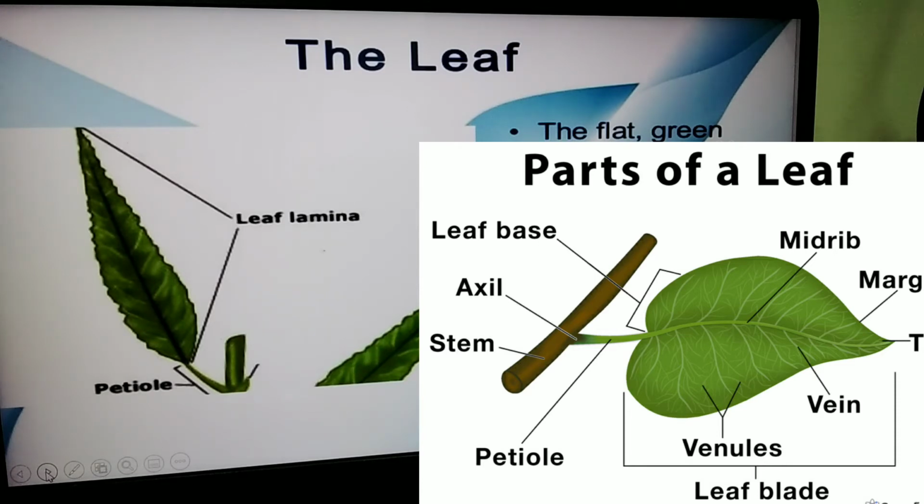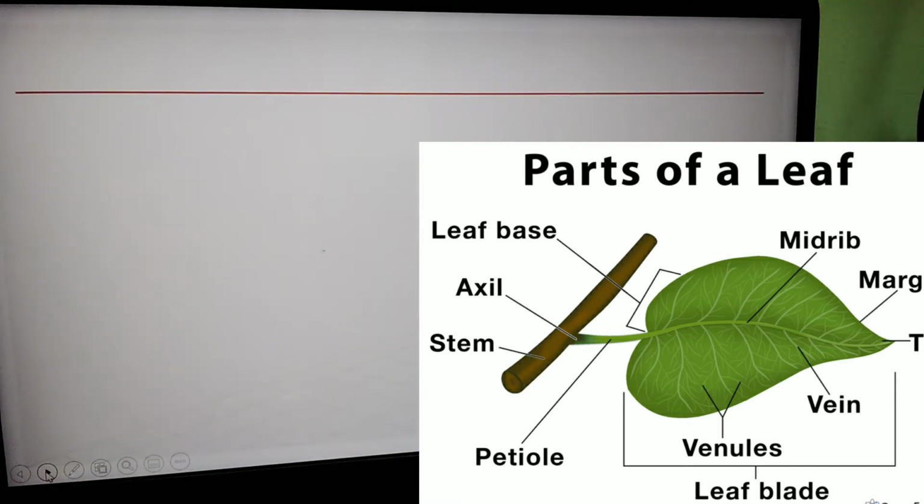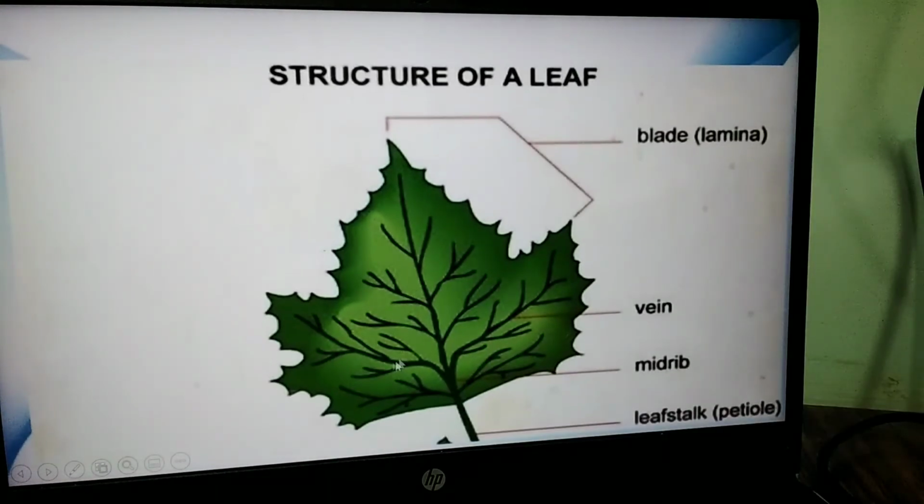And another example to see: this is the leaf blade, a palmate leaf. This is called the lamina, and these are the veins. This is the main midrib, and these are veinlets, and this is the leaf stalk or petiole, and these carry the water and minerals to all parts of the leaf which are collected from the stem, and also the made food from the leaf to the stem.